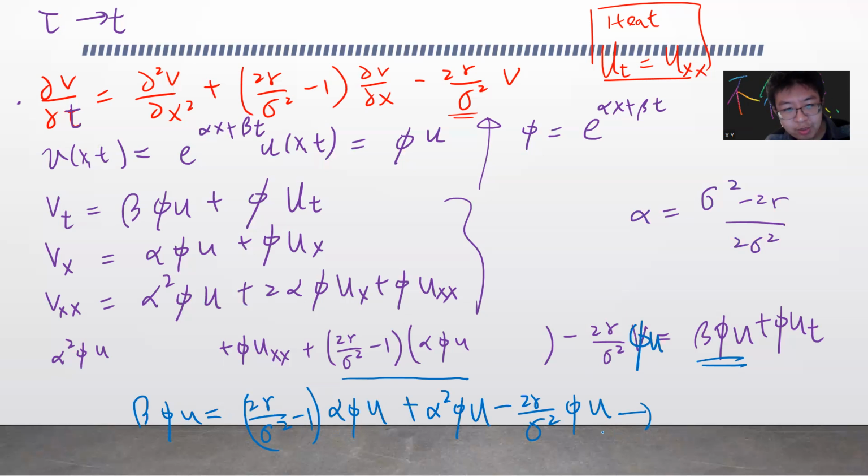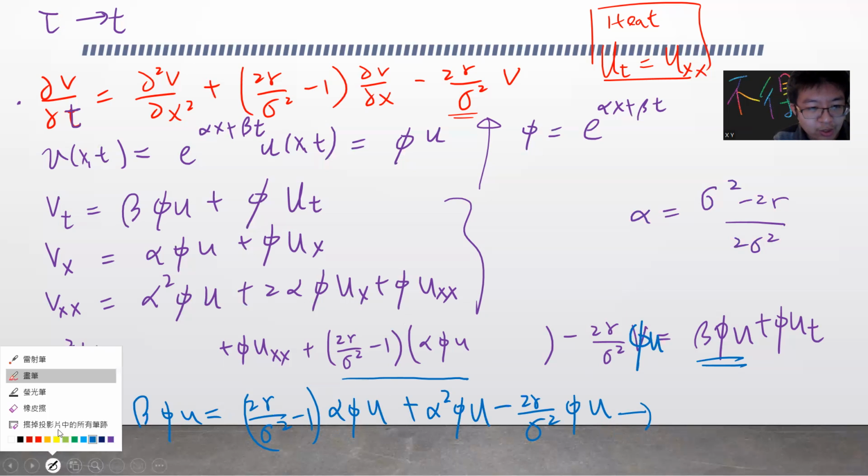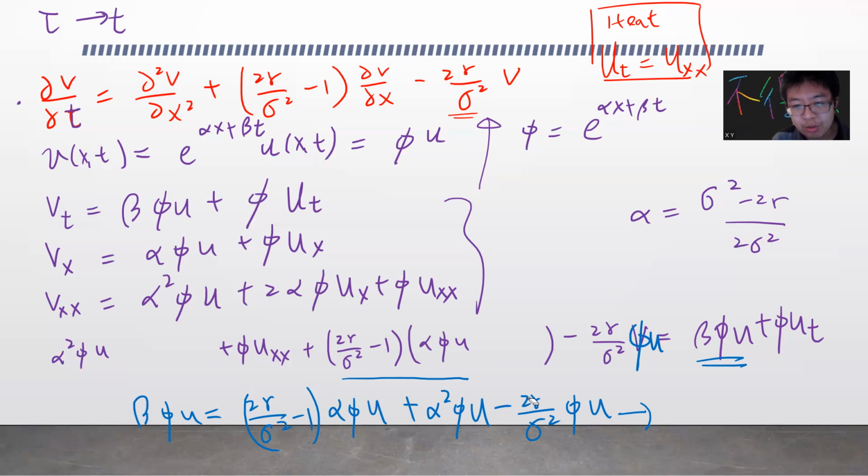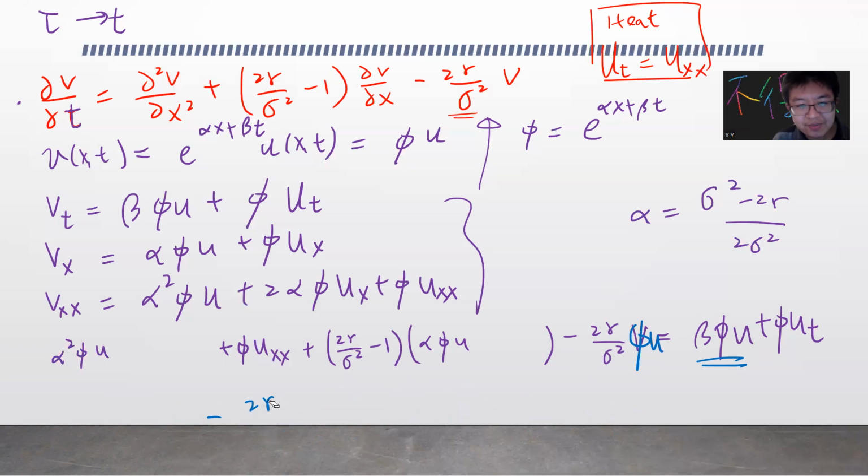A little bit complicated, but we can solve beta. So you know how I'm doing, right? Basically, you just do this and solve beta. After a tedious calculation, we just write down the answer. So you can choose beta to be minus sigma squared plus 2r divided by 2 sigma squared.